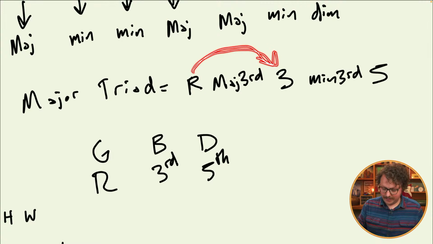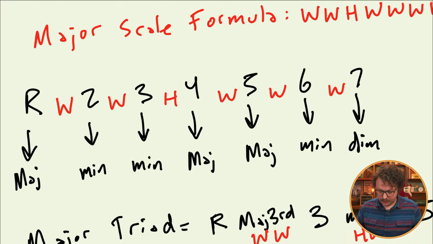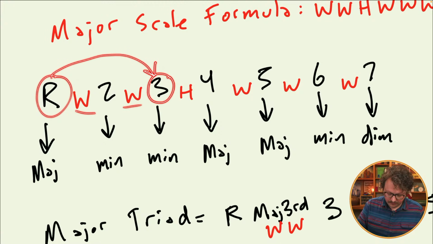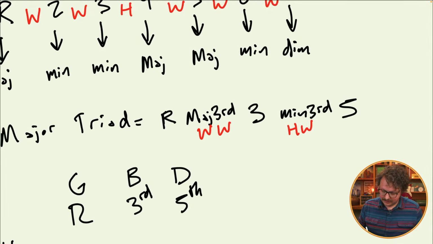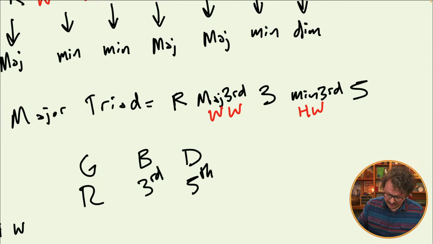Between the root note and the third is a major third, and then between the third and the fifth is a minor third. If it helps to use this language, you could think whole, whole, and then half, whole. So when we look at this little chart right here, I'm starting on the root note, skipping to here, that's whole, whole, a major third, and then skipping to here, half, whole, that's a minor third. So a major triad is root note, major third, minor third. That, by definition, is what a major triad is.